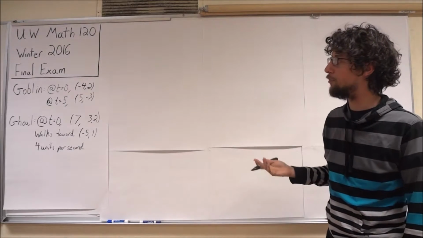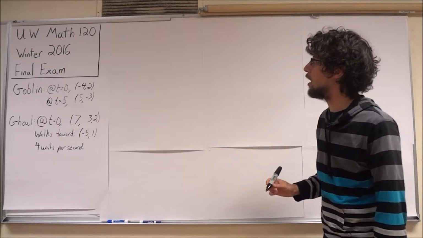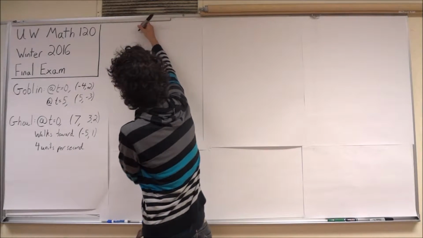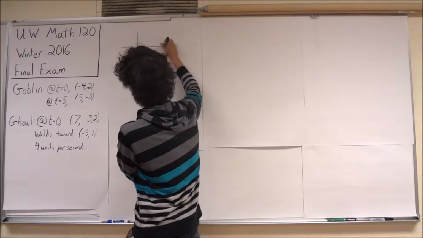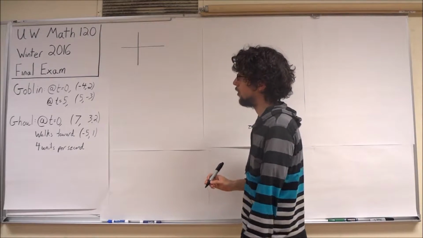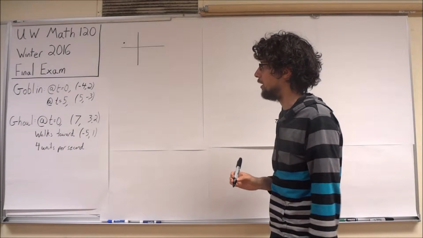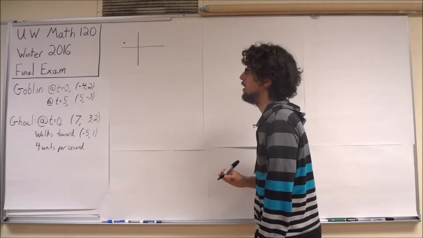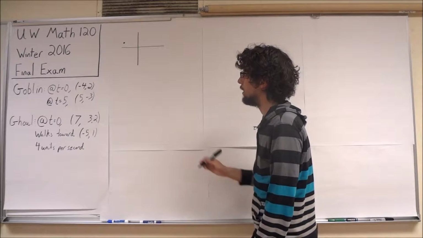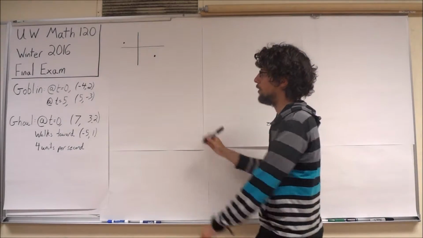Let's look at the goblin first and draw a picture that doesn't involve the ghoul at all for the time being. We have a coordinate system. We have that initially the goblin is at -4, 2. And at t equals 5, the goblin is at 5, -3. So it looks like the goblin's path.